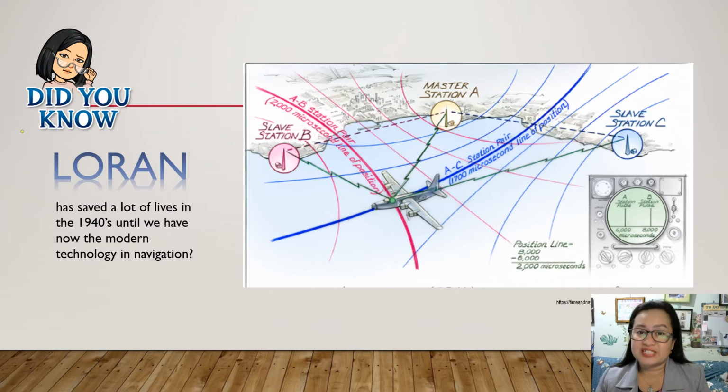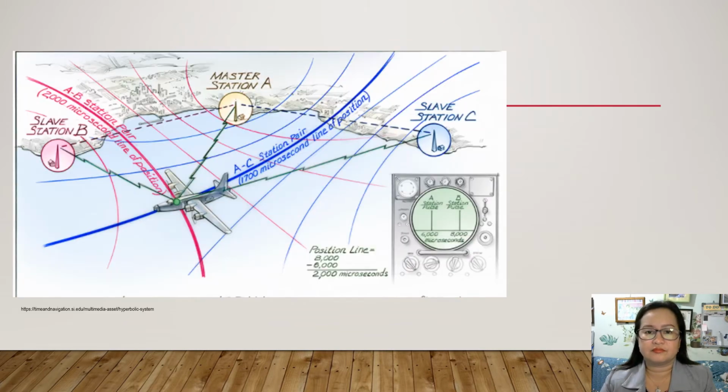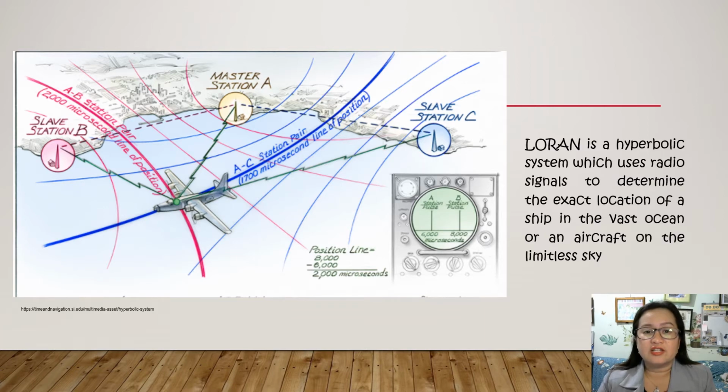Did you know that in the 1940s, many were saved because of a system which allows voyagers to determine whether they are on the right track or not? That system is called LORAN. LORAN, also known as long-range navigation, is a hyperbolic system which uses radio signals to determine the exact location of a ship in the vast ocean or an aircraft in the limitless sky.